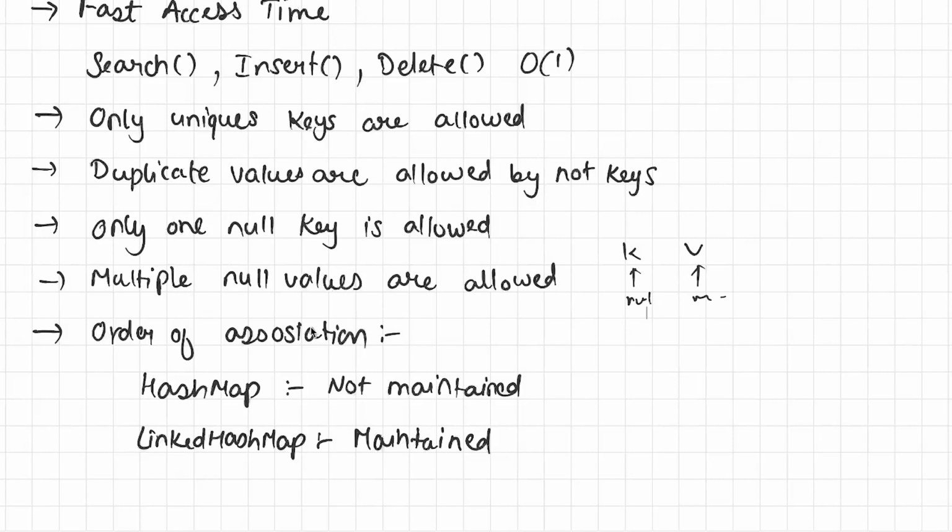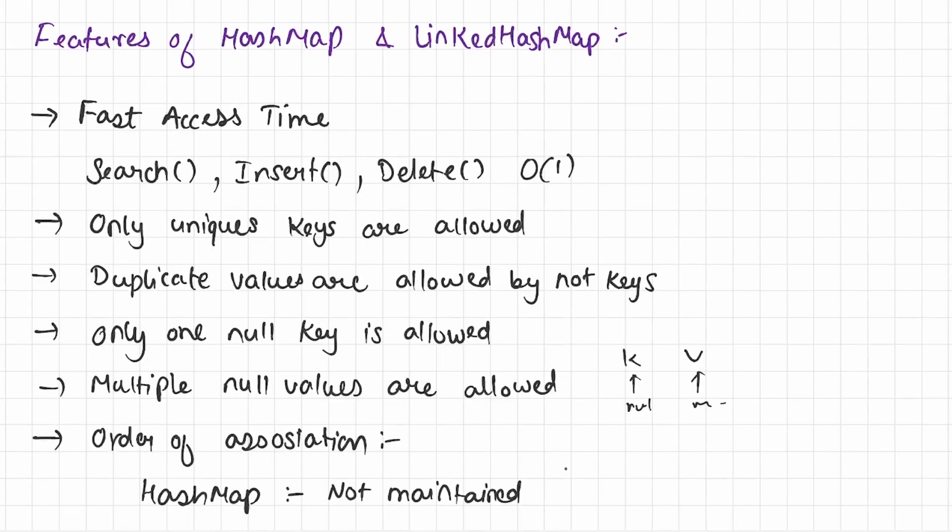In case of HashMap, it does not make any guarantee of the order of all the entries that are present in the HashMap, but LinkedHashMap makes the guarantee of order of all the entries that are present in LinkedHashMap. And why is it so? Because LinkedHashMap internally uses a doubly linked list to maintain the order of all the entries. So these are the most common features that are available in HashMap and LinkedHashMap.